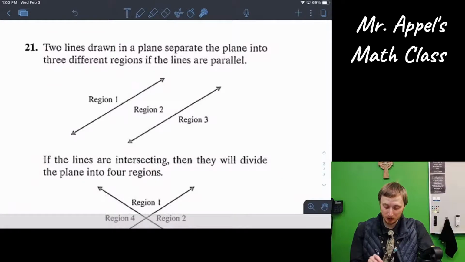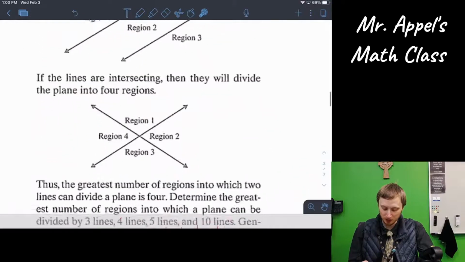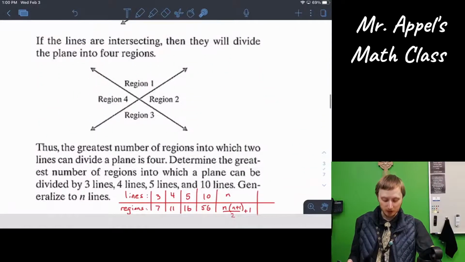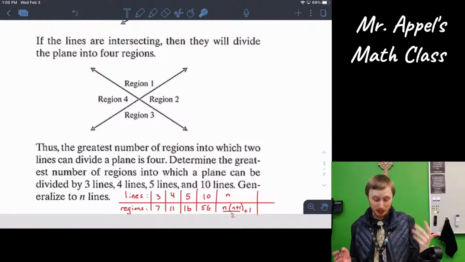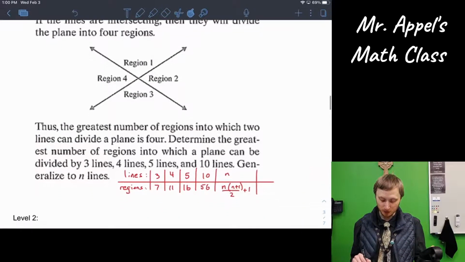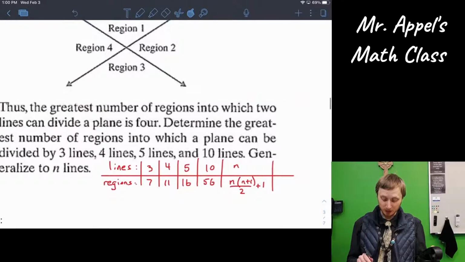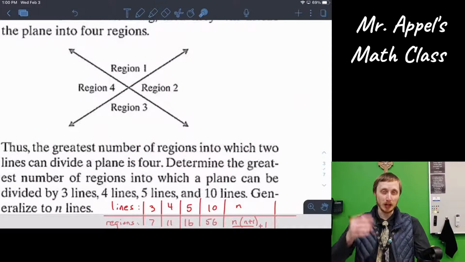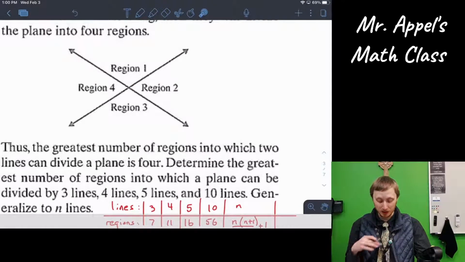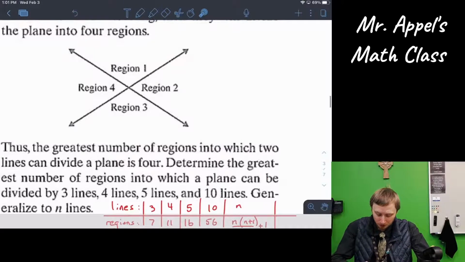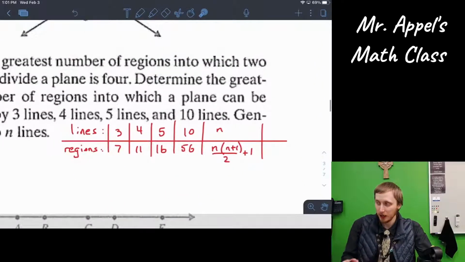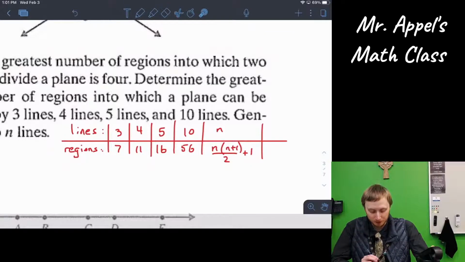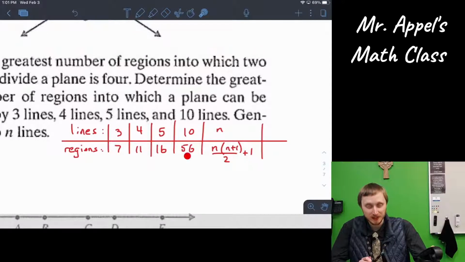And then finally, 2 lines in the plane divided up into 3 regions if they're parallel, 4 if they're intersecting. So we want to find what is the maximum number of regions you can create for a given number of lines. And based on that example alone, it should be somewhat apparent that you're going to aim for intersections. You want intersections. They will give you more regions than parallel lines. The maximum possible, as it turns out, for 3 lines is 7 regions. 4 lines is 11 regions. 5, 16. 10 will give you 56.